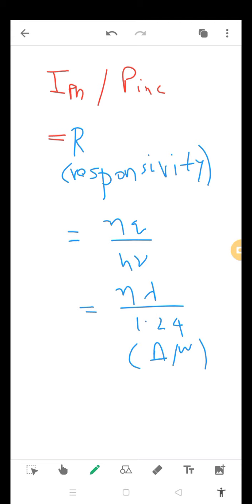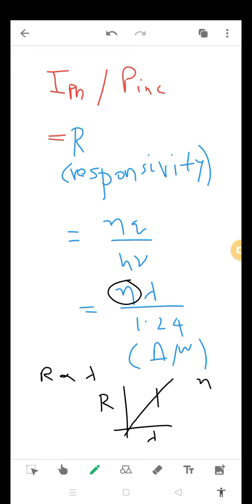Now for a fixed value of eta, R should be proportional to lambda. That means it should be linearly varying with lambda. So if we plot R versus lambda for a fixed eta, then it should be a straight line. The slope is, of course, 1 by 1.24.